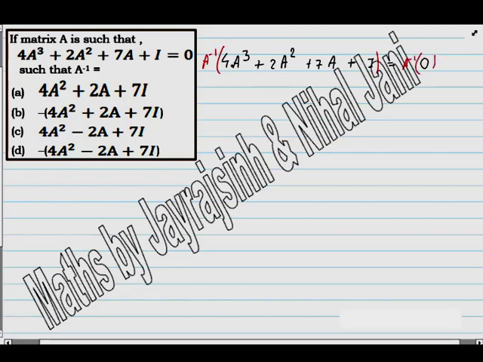Now, on the left side, A inverse into 4A cube will give us 4A square, similarly 2A, then 7. A inverse into A will give us I, don't forget this I, plus A inverse into I will give us A inverse, and on the right side A inverse into 0 matrix will be 0. Now we need to find A inverse, so let's make it the subject. So simply A inverse will be minus of 4A square plus 2A plus 7I, which is option B.